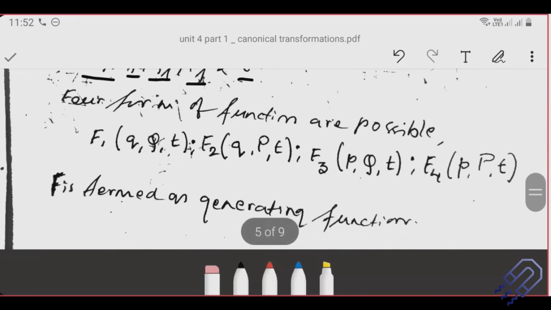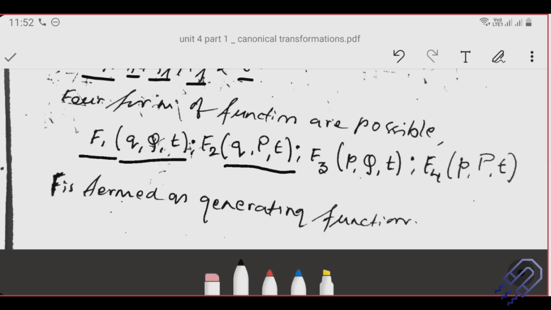So when we look into the generating function, we basically have f1, which can be a function of small q, capital Q, and t time. It can be a function of small q, capital P, and t. It can be a function of small p, capital Q, and t, or it can be a function of small p, capital P, and t.